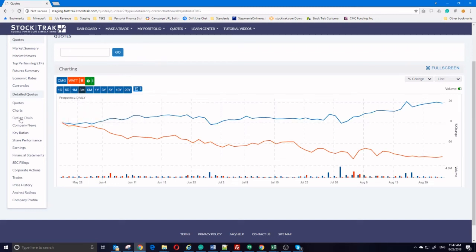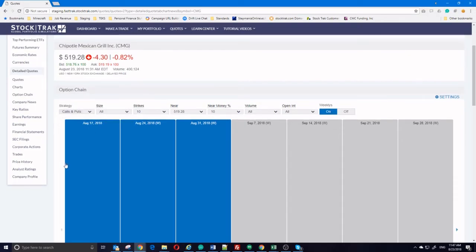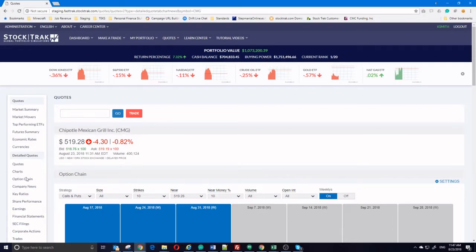Next, we have the option chain. So if you're interested in seeing the options of any stock, you can find the option chain here, which is going to give you a detailed quote for all the options available for this stock.